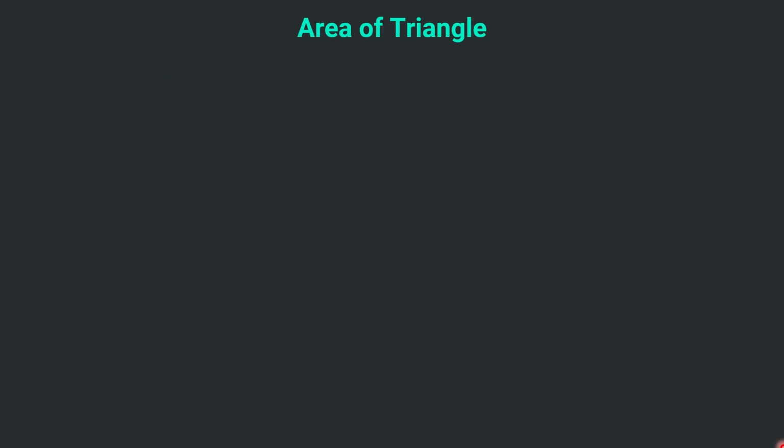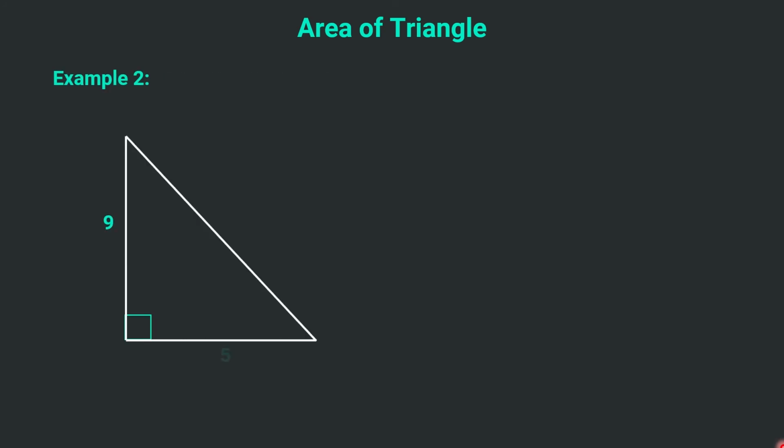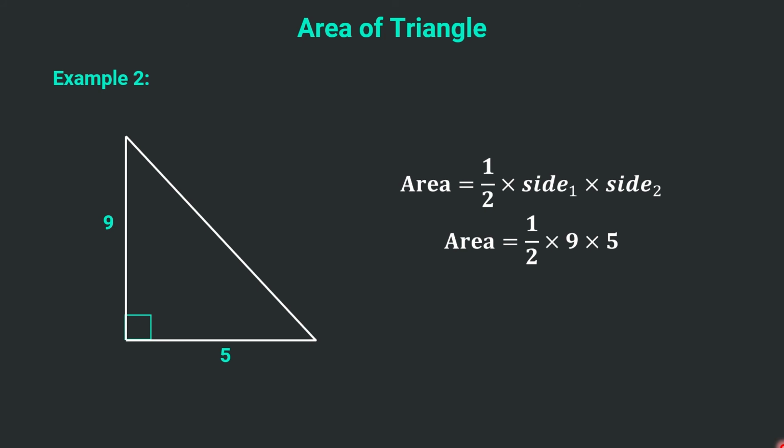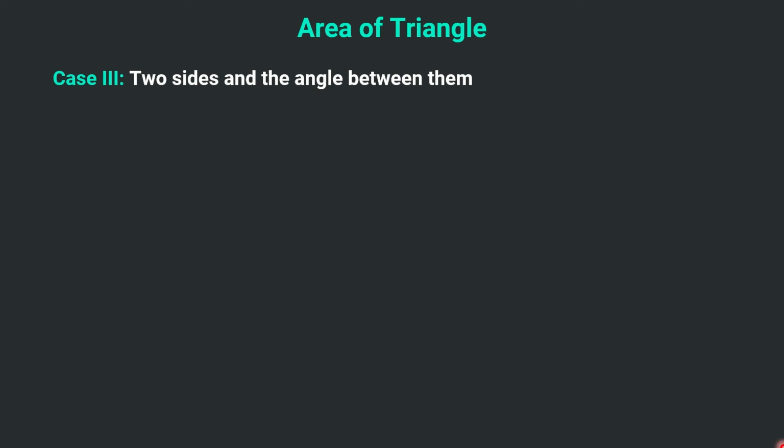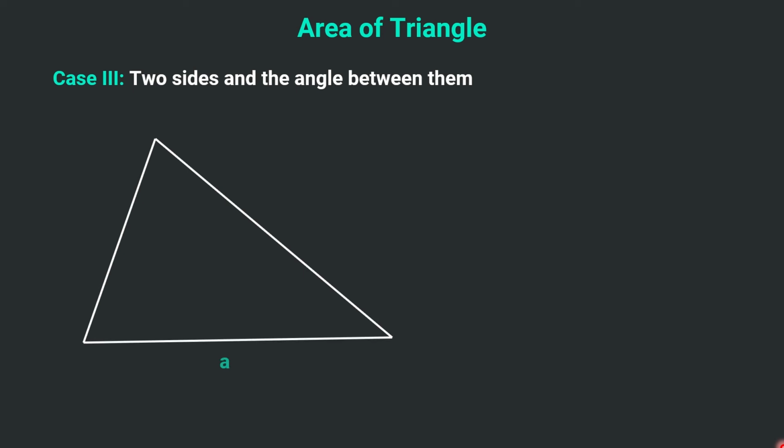So for example, for a right triangle, we have sides given as 9 and 5. So the area of a triangle is given as half into product of two perpendicular sides. So area is half into 9 into 5. So area is given as 22.5. So now in our third case, we have two sides and an angle between them given. So let's assume a triangle with sides A and B and an angle is given between them as C.